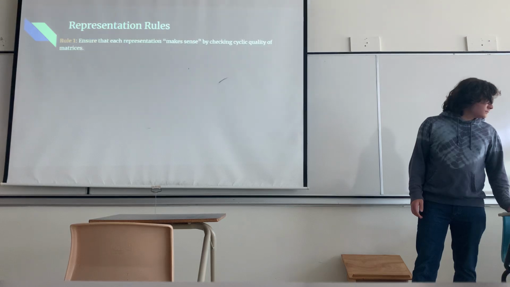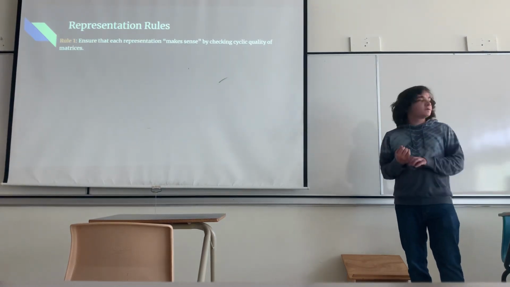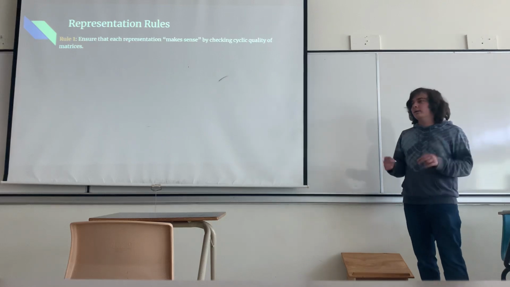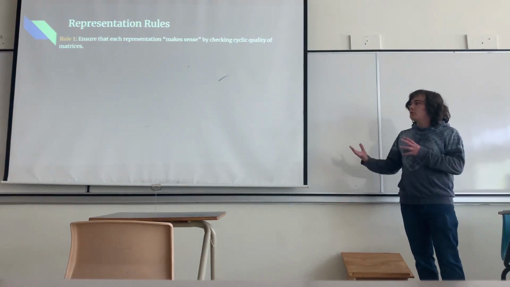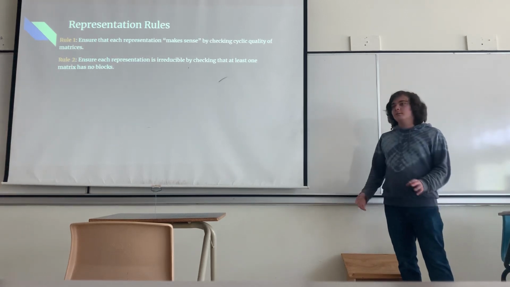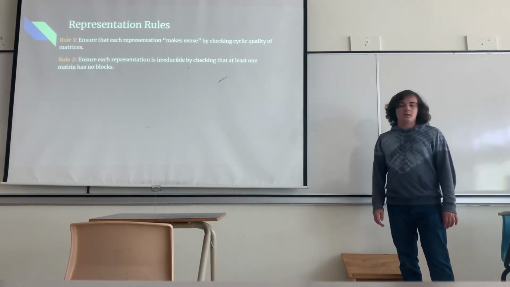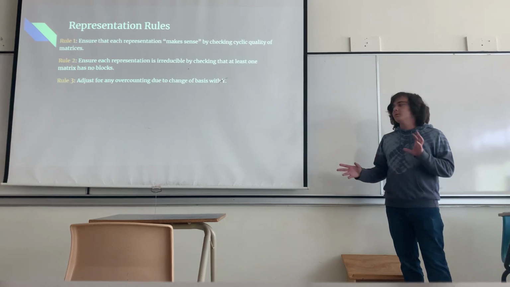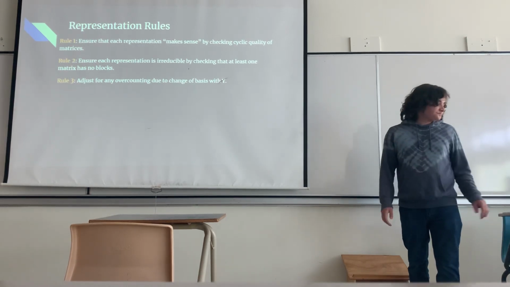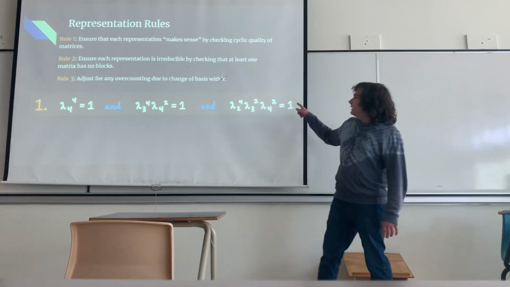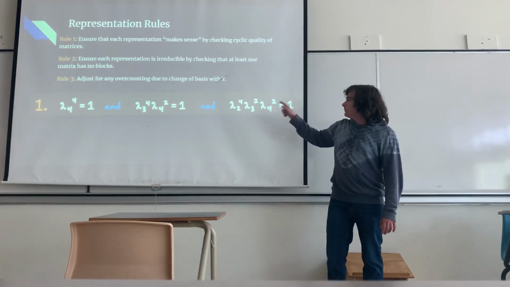Okay. So that's all of our rules. The first one is making sure that our representations are well defined and they properly correlate with the group. The second rule is making sure that our representations are irreducible. And the third is adjusting our count by isomorphism, just making sure we're not overcounting either. And we have these equations for the first rule. So we need all of these to be true, all 3 of these.